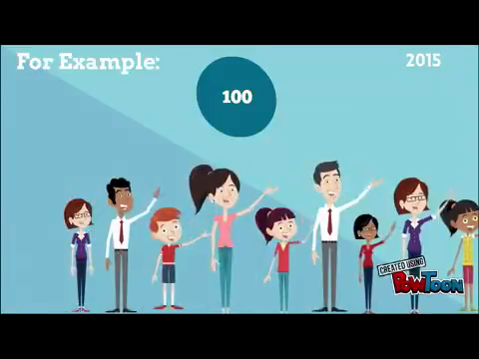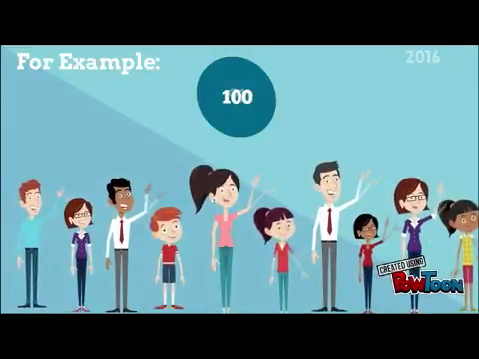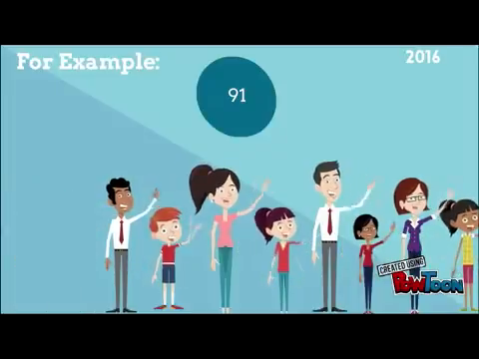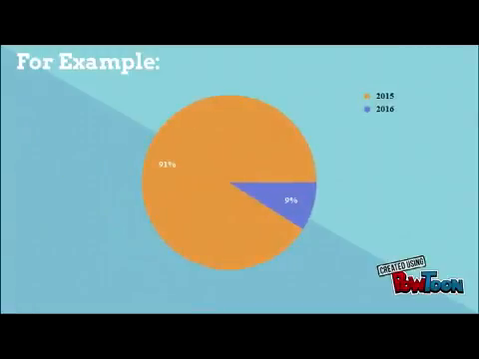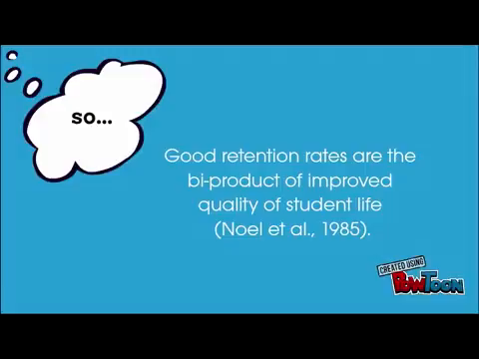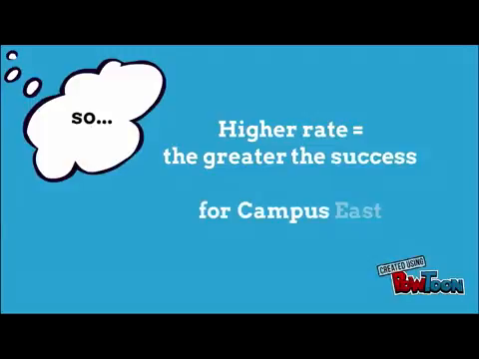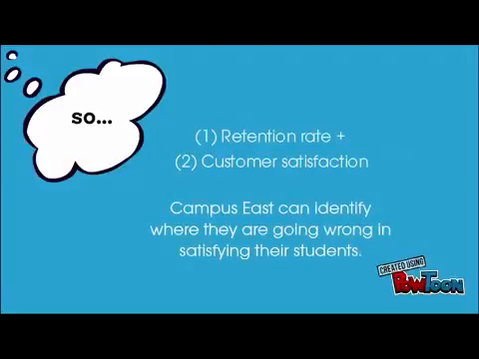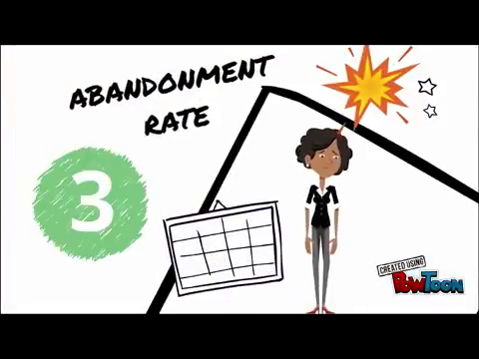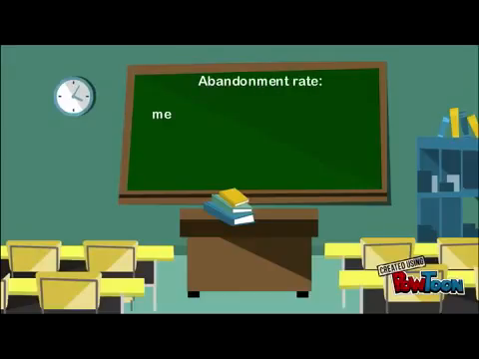So let's take a look at this example. If a study found that at the start of 2015 there were 100 student residents, and by 2016 there were only 91 student residents, we can identify a loss of 9 student residents in which a retention rate of 91% is highlighted. So, what we do know is that retention rates are the byproduct of improved quality of student life. And the higher the retention rate, the greater the success of Campus East achieving their objectives. And by using both retention rate and customer satisfaction metrics, Campus East can use this knowledge to influence their future decisions.